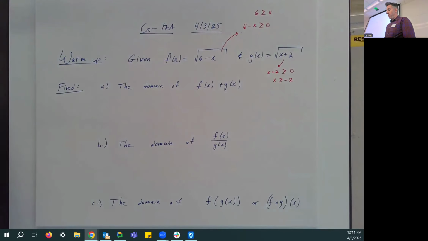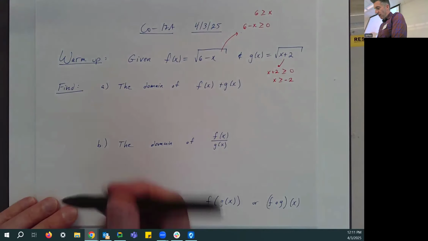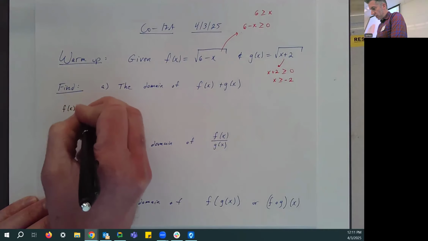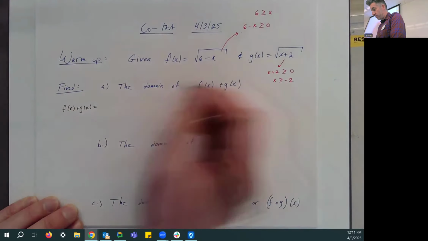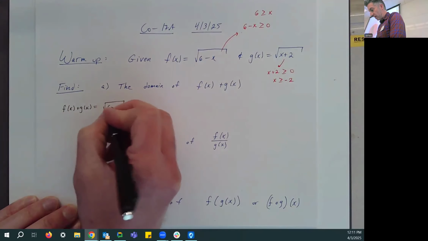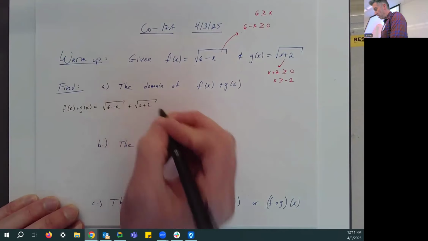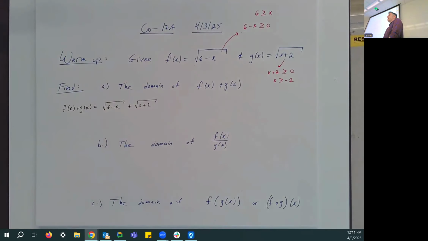So for the domain of f of x plus g of x, well, f of x plus g of x is nice and easy. It's just that plus that. It's the square root of 6 minus x plus the square root of x plus 2. And unfortunately, there really isn't a way to simplify that. It just is what it is. There's no simplifying. You're stuck.